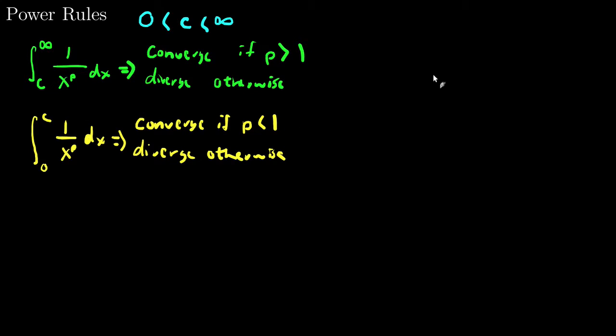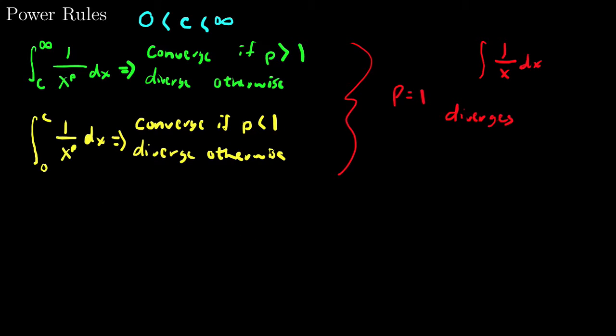Now notice, for both these cases, when p equals 1, which means that we have the integral from anything, either 0 to some c value or c to some infinite value, of 1 over x dx, it always diverges, for either having an infinite limit or a limit of 0.